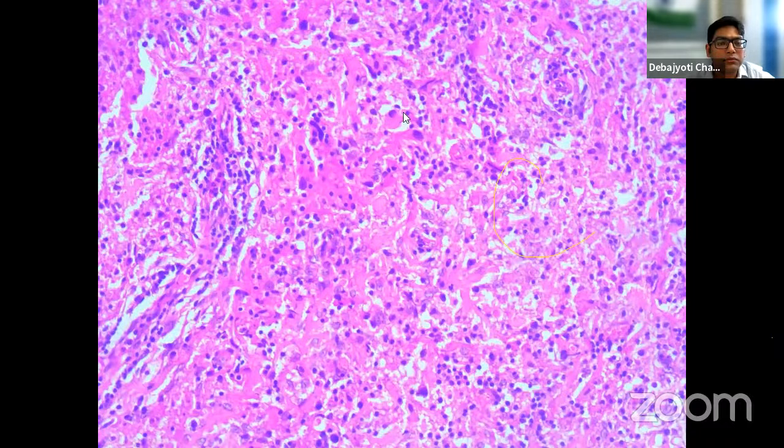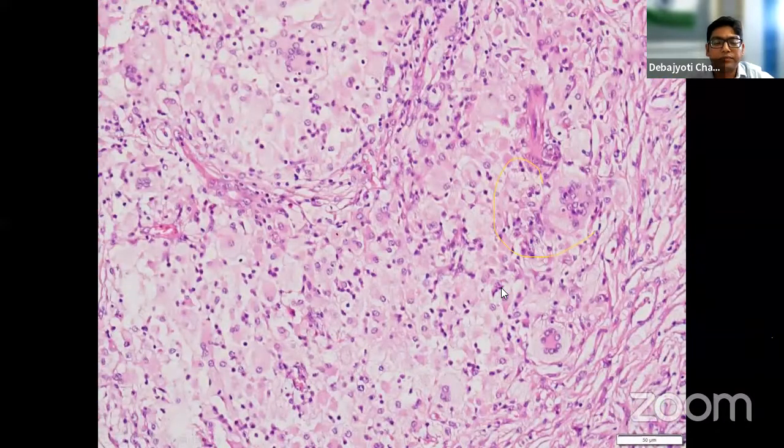And you can see here this perivascular collection of lymphocytes and plasma cells, and here there are these cells which have abundant eosinophilic cytoplasm. Some had this pink kind of cytoplasm and some had this kind of vacuolated cytoplasm. However, if you look at the nuclei, they appear very bland in these cells.